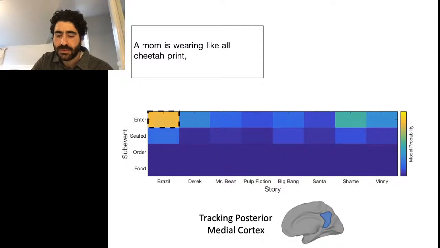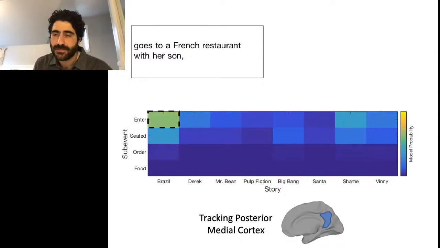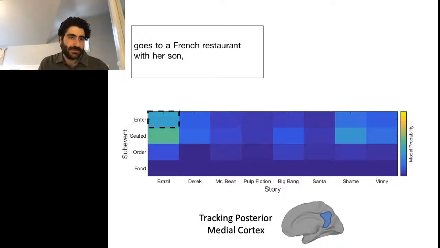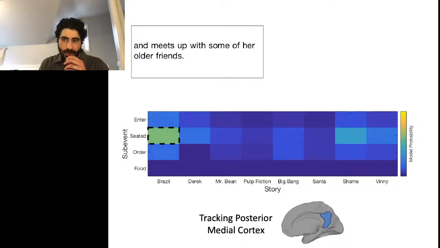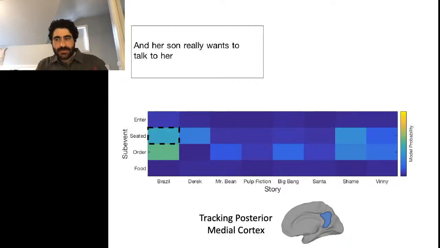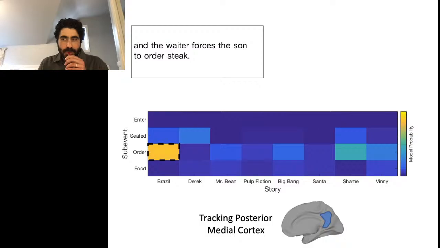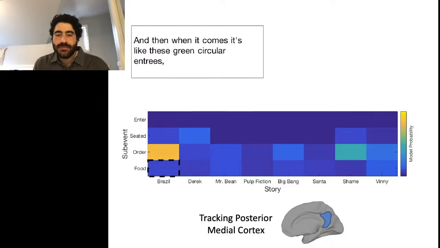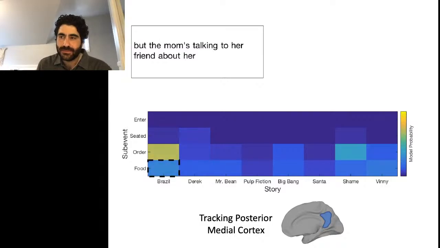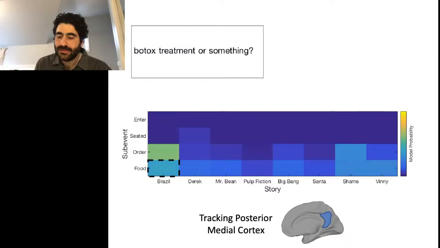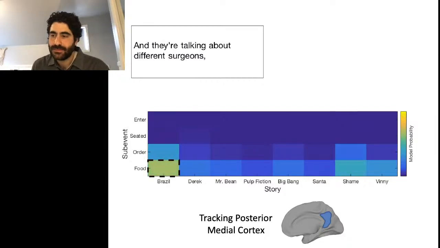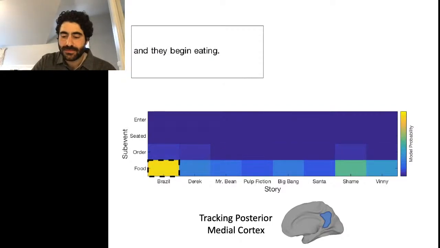Is wearing like all cheetah print and has like a cheetah print stiletto on her head. Goes to a French restaurant with her son and meets up with some of her older friends. And they're all dressed really weird and have a lot of colors on. And her son really wants to talk to her, but she's ignoring him. And they're all ordering on a menu, and it's like an electronic menu. And the waiter forces the son to order steak. And then when it comes, it's like these green circular entrees. And the son's still trying to talk to the mom, but the mom's talking to her friend about her like Botox treatment or something. And they're talking about different surgeons. And they begin eating.